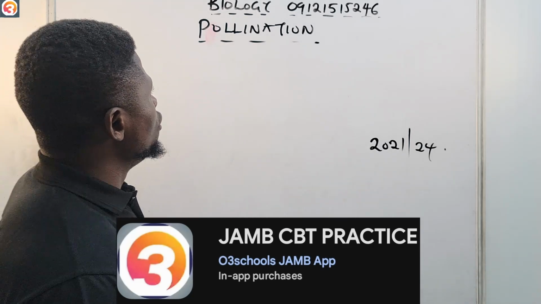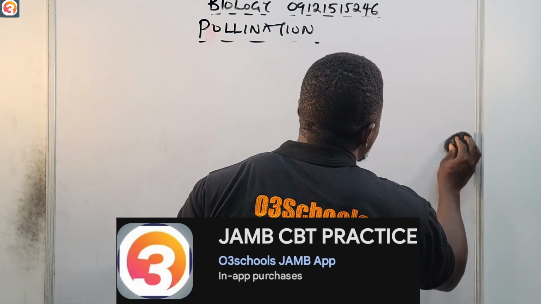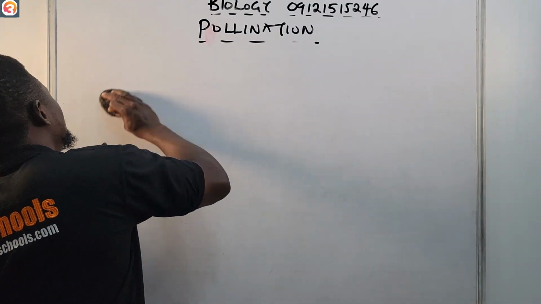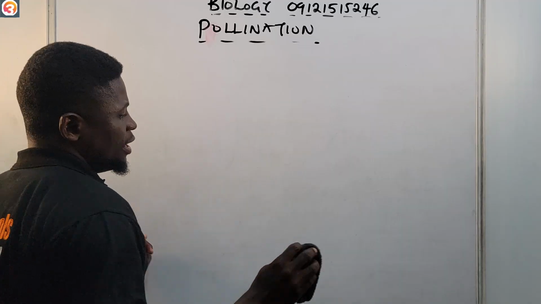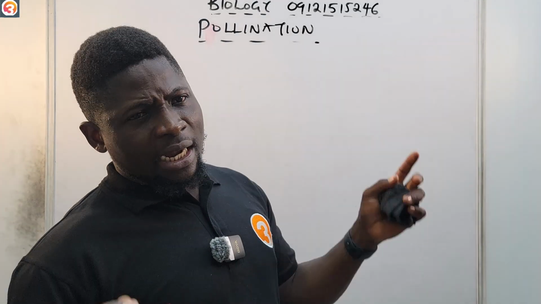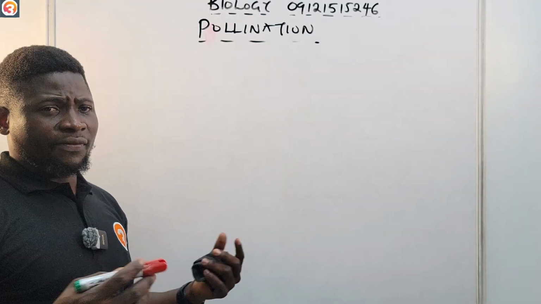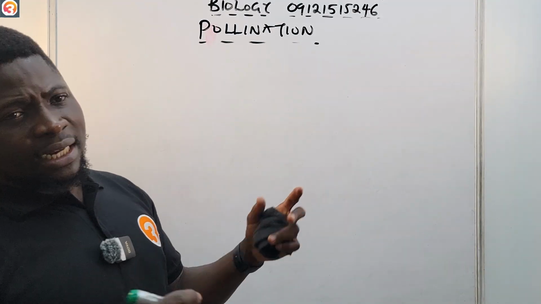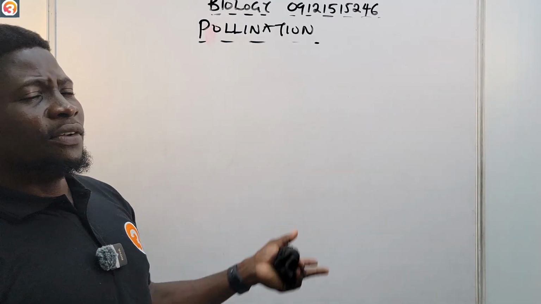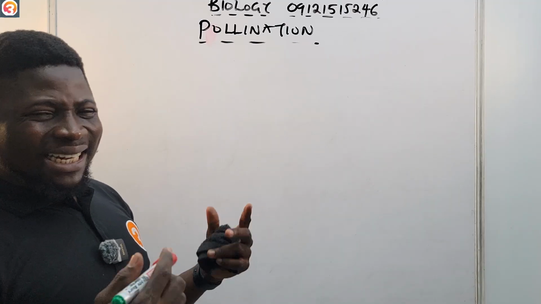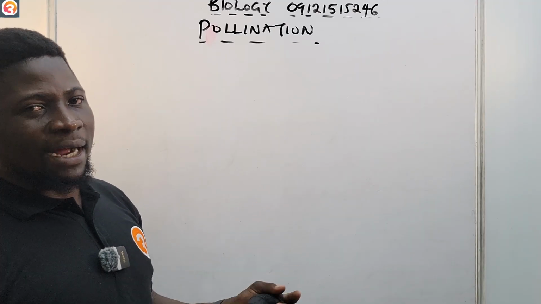So let us go to pollination. What is pollination? When we talked about the important parts of a flower, we saw the male reproductive organ and the female reproductive organ. Of course, we talked about the anther, and we talked about the stigma.